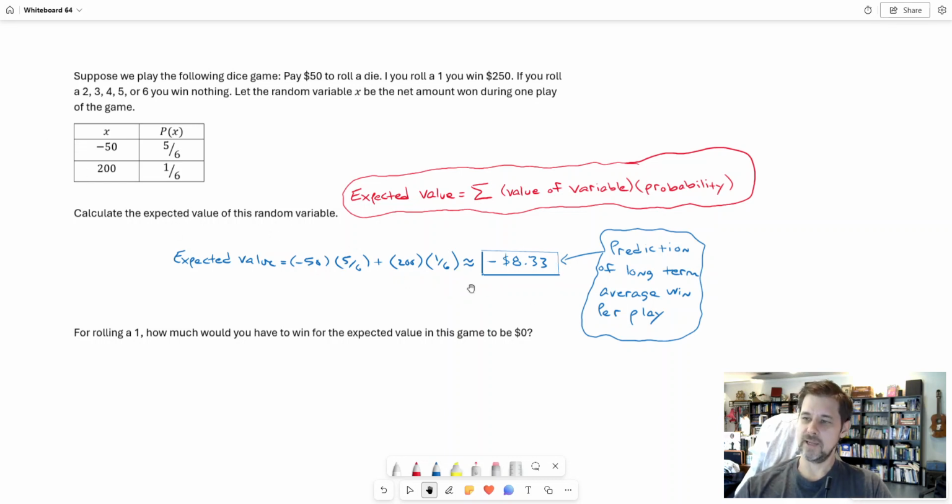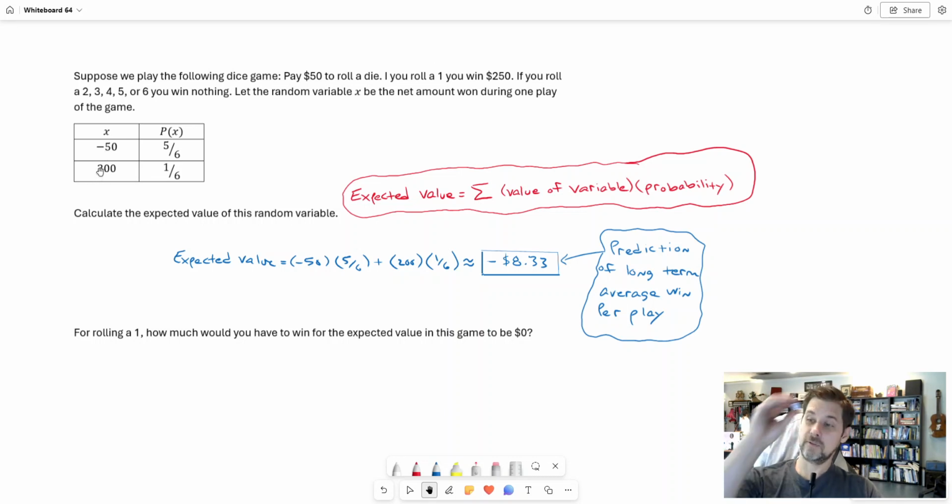Okay, so what does this number tell us? I said it's a way of incorporating the wins and losses with the probability of them occurring. What that tells us is it's a prediction of the long-term average win per play. Okay, so here's what I'm saying. You might sometimes lose 50 and you might sometimes win 200.